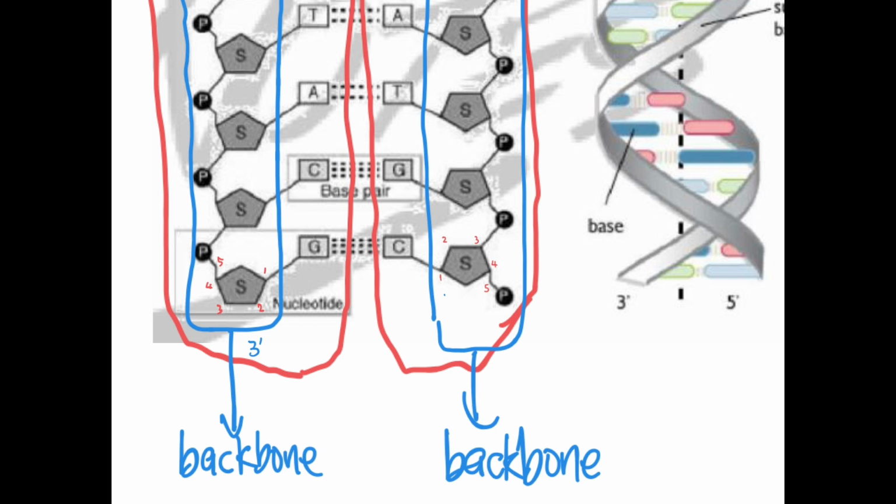Now, as we discussed just now, after carbon 5 links to the phosphate, there is no more connection. It's the end of the backbone already. So this is called the 5 prime. This end of the backbone is called 5 prime.